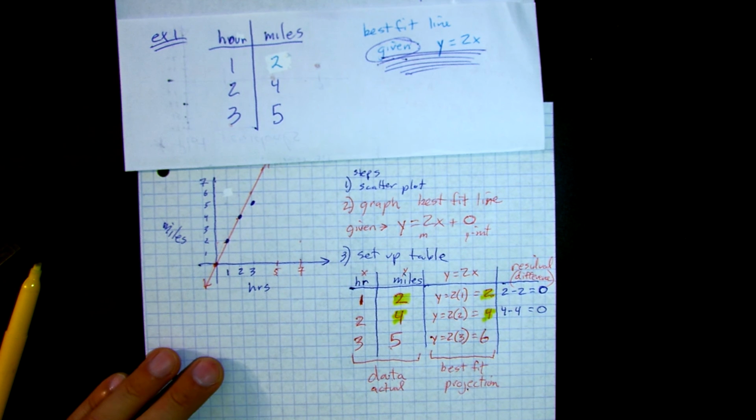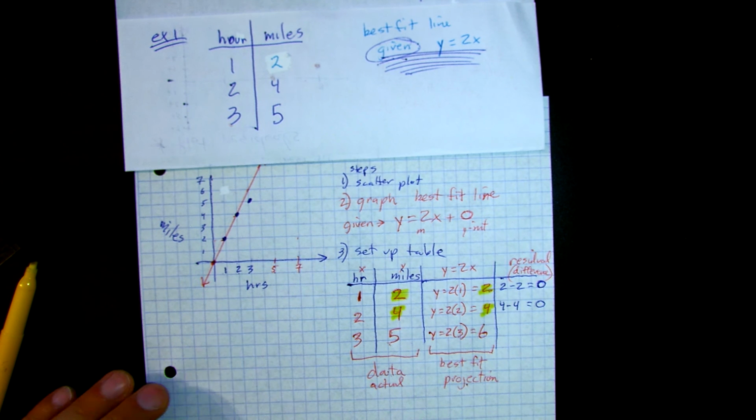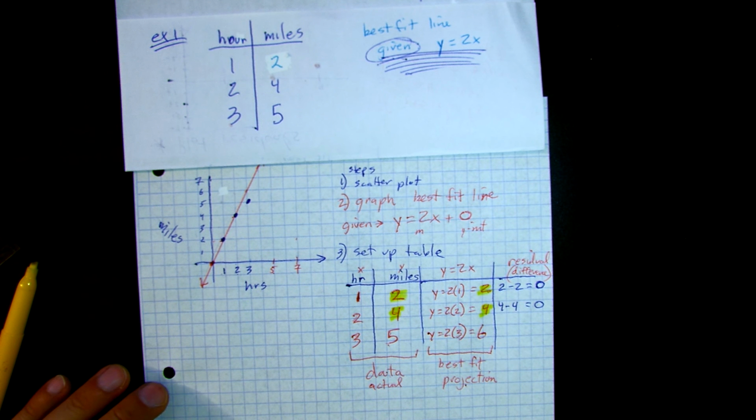0. That's good. So like we have said all along, yeah, the first 2 points were right for hour 1, hour 2. They were right on our best fit line. So the residual is going to be 0. It's not up or down from the best fit line at all.